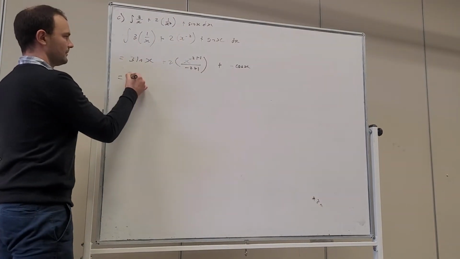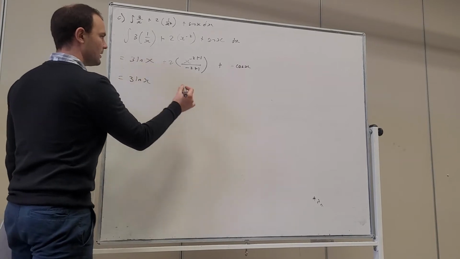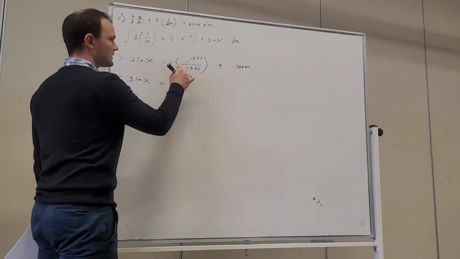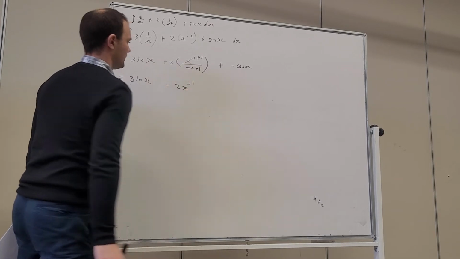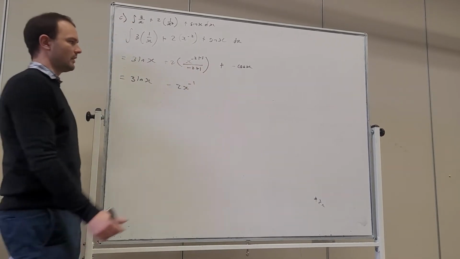Okay, so let's simplify there. We've got 3 ln x plus, take 2x to the minus 1, and then take cos x.